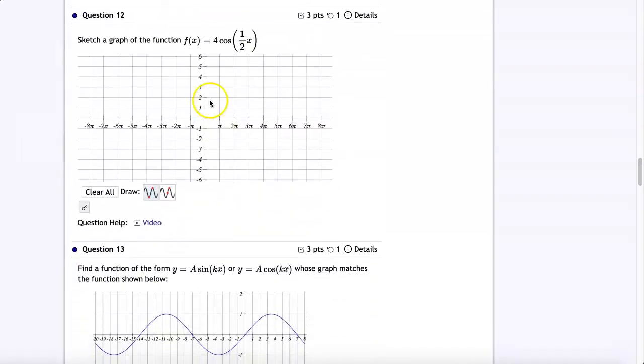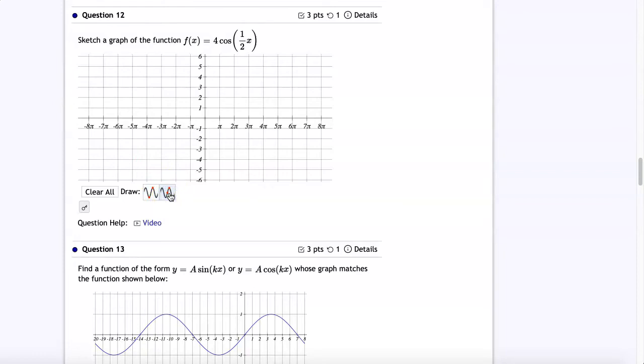We need to graph this function. So first we're going to pay attention to the fact that the amplitude is 4. This is a cosine function that is not shifted to the right or the left. With a b value here of 1/2, that means that the period of this function will be 4 pi. So I like to use this tool right here. It's a little easier, I think, to use.